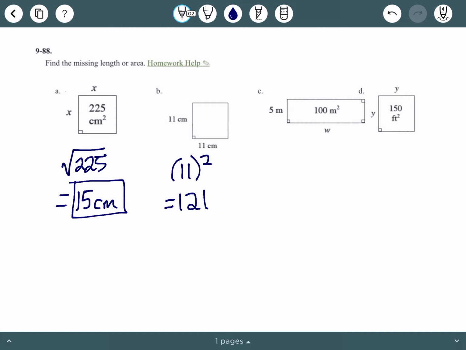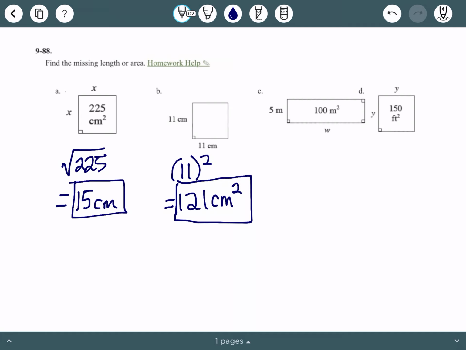Now don't forget your label. It's going to be 121 centimeters squared. And it is important that you include the squared because we found the area this time, not the length.